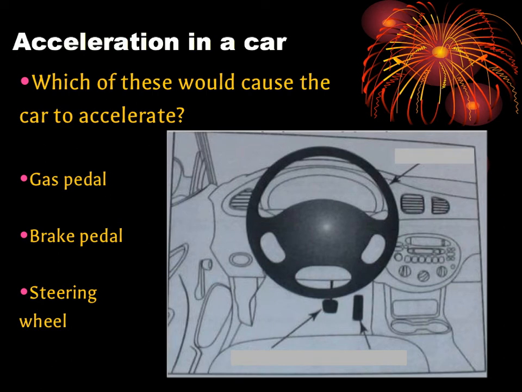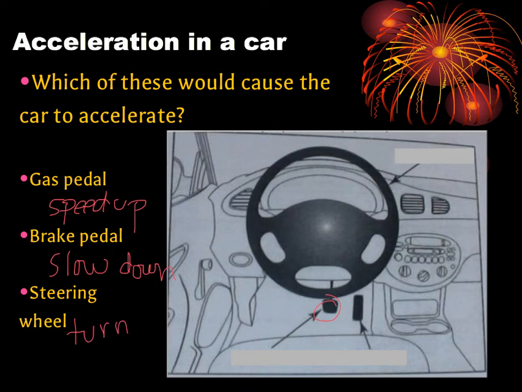So thinking about our new definition of acceleration, look at this example. We've got a picture of a car, and we're seeing the car inside the driver's seat. We've got three things that we're looking at: the gas pedal, the brake pedal, and the steering wheel. We want to figure out which of these would be considered an accelerator. First we have to think about what each one does. The gas pedal causes the car to, of course, speed up. The brake pedal, of course, causes the car to slow down, while the steering wheel causes the car to turn or change direction.